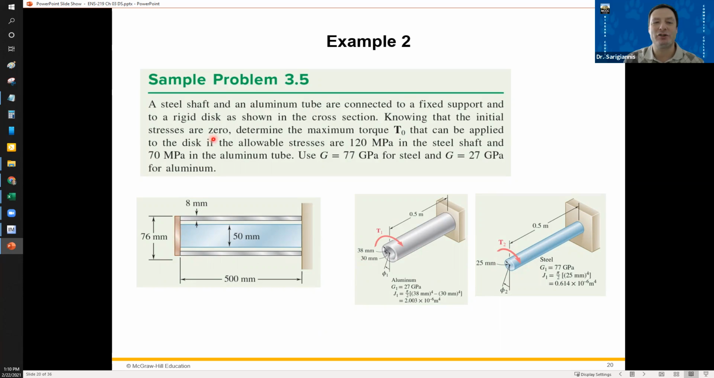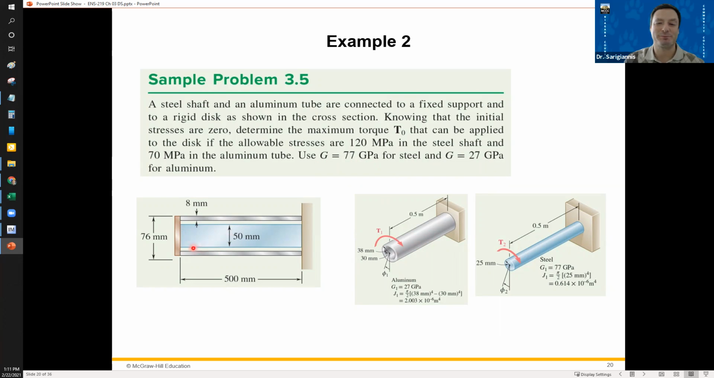And it says, knowing the initial stresses are 0, determine the maximum torque T naught that can be applied to the disc if the allowable stresses are 120 megapascals in the steel shaft and 70 megapascals in the aluminum tube. And they give us the stiffnesses, use G is 77 gigapascals for steel, and G is 27 gigapascals for aluminum. We're also given dimensions here. The steel rod is solid, it's 50 millimeter diameter, OD.